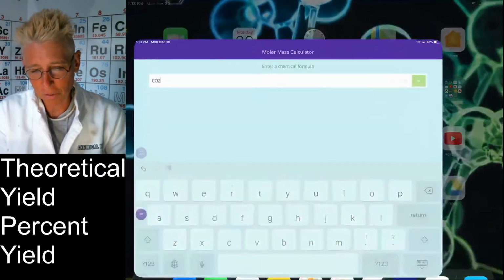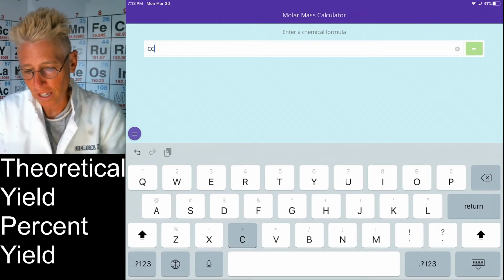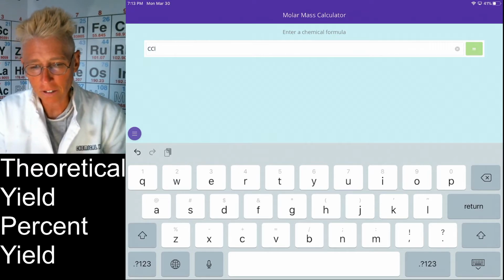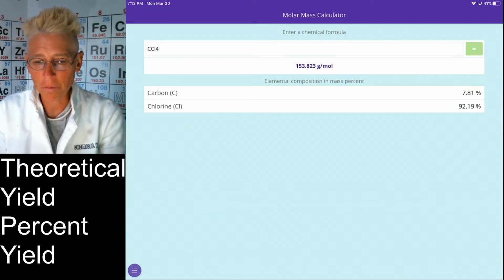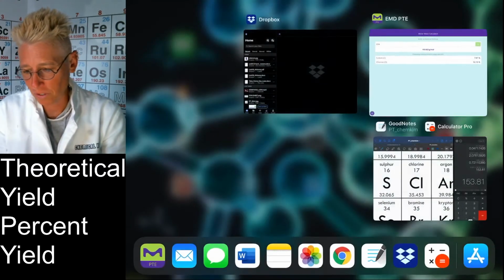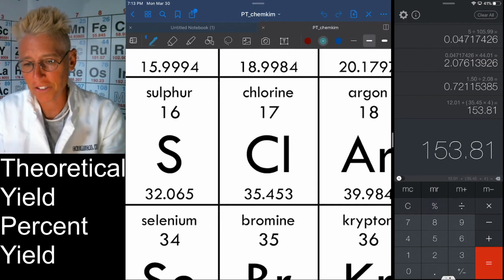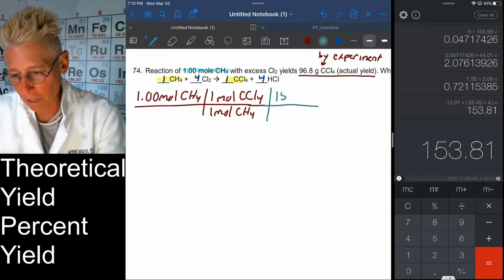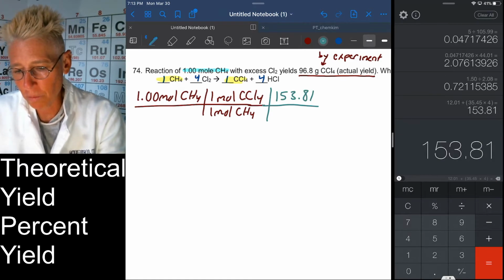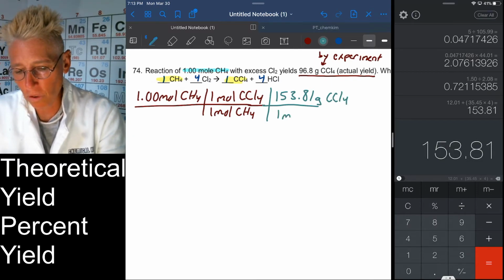Just as a reminder, if you wanted to use that molar mass calculator, it would look like this. I would want to capitalize my C and Cl, lowercase the l, and then 4, and I get 153.823. So pretty close. 153.81 I'll use with my calculation just because that's how I put it together with rounding. And we're pretty close to the molar mass calculator. So 153.81 grams of CCl4 over 1 mole of CCl4. So that's my molar mass step.